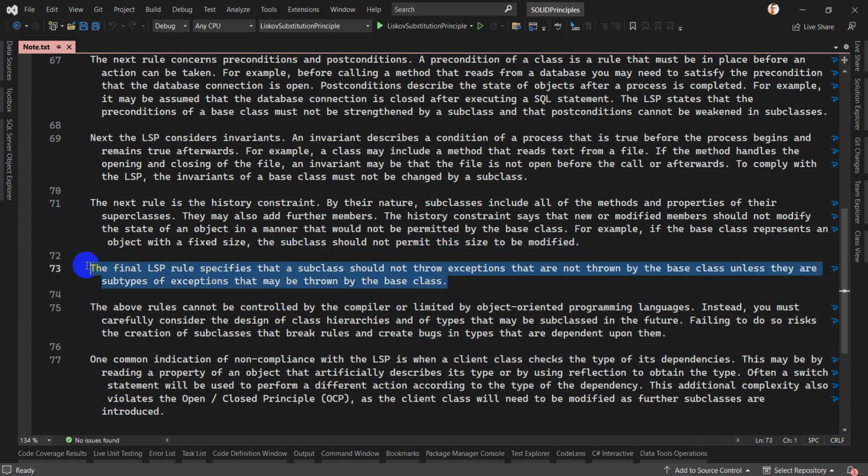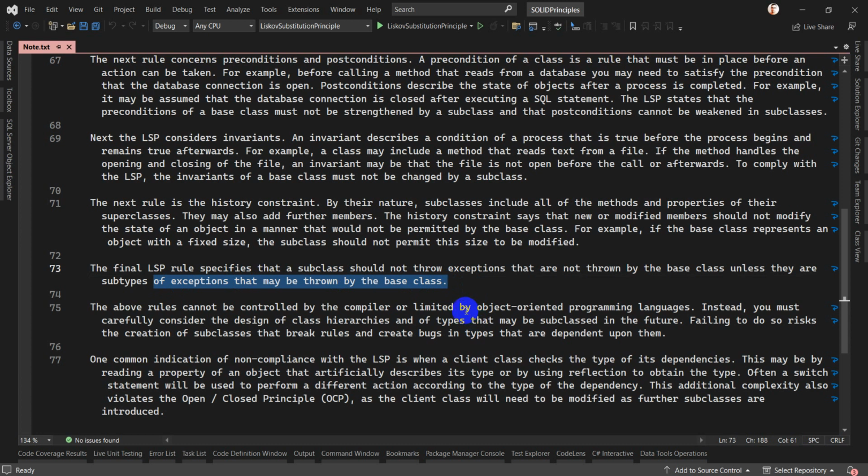So the last rule is about throwing exceptions. We all know that we throw exceptions in our code, right? So the exceptions that a subclass throws should be either of the same type as the exceptions from the base class, or exceptions that are derived from those exceptions in the base class.